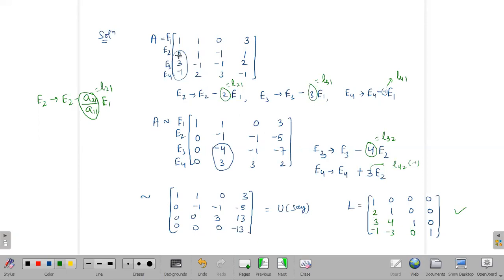I'm not picking from 2, 3 and minus 1 from here. I'm picking 2, 3 and minus 1. Actually, that will be the same because it is 1 only: 2 by 1, 3 by 1 and 1. So that's why they are the same as in A only. So 2, 3, minus 1.